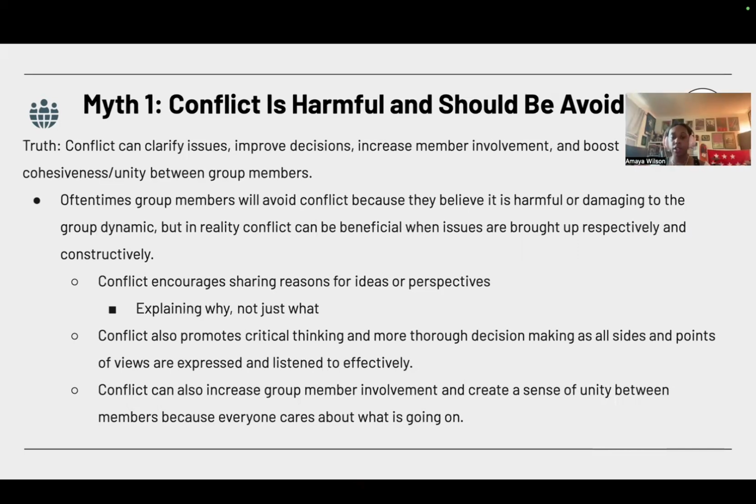Conflict also promotes critical thinking and more thorough decision making as all sides and points of view are expressed and listened to effectively. Conflict can also increase group member involvement and create a sense of unity between members because everyone cares about what's going on and what they're working on. Conflict isn't inherently negative, and when it's managed effectively, it can enhance the way that the group communicates and works with each other because you're discussing the things that you disagree about, what you want to change, and what you can do moving forward.